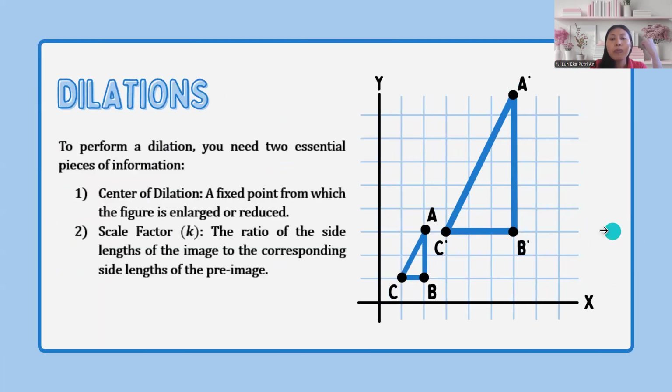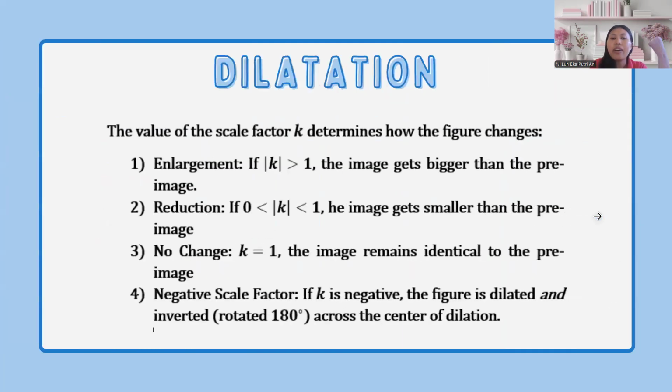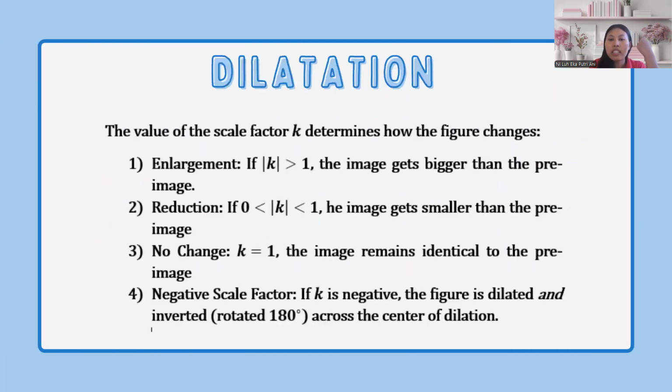Now, to perform a dilatation, you need two essential pieces of information. One, the center of dilatation, a fixed point from which the figure is enlarged or reduced. Two, the scale factor, or we can call it k, the ratio of the side length of the image to the corresponding side length of the pre-image. Then the value of the scale factor k determines how the figure changes.